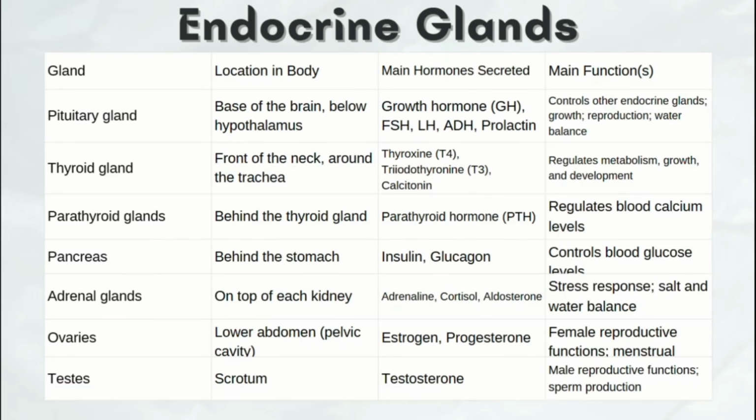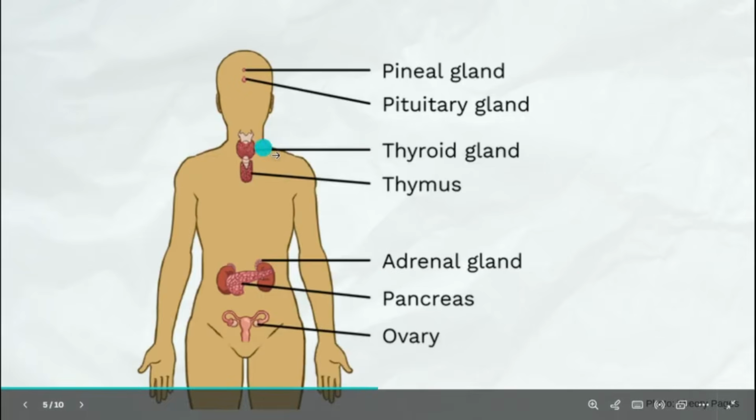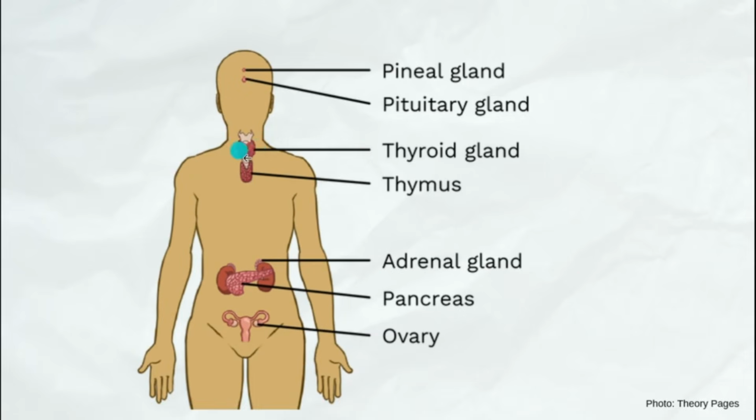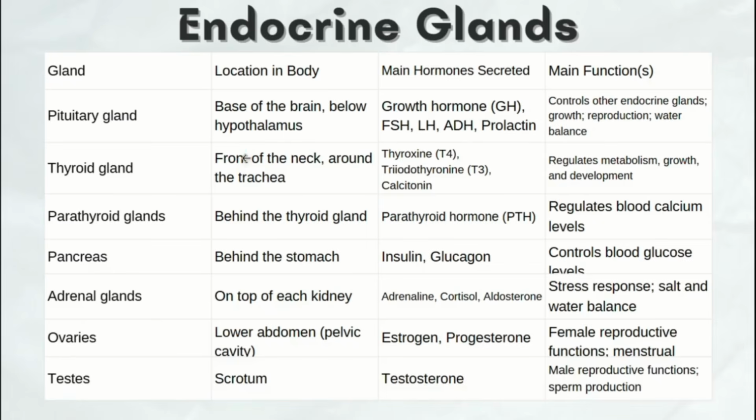So basically, each gland produces a particular hormone to stimulate a particular function. Depending on the gland, a hormone specific to the function of that gland will be secreted. And we know that the pituitary gland is in the brain, the thyroid in the throat, and the parathyroid glands behind the thyroid gland. So if we look here, the parathyroid gland is behind the thyroid gland right here.